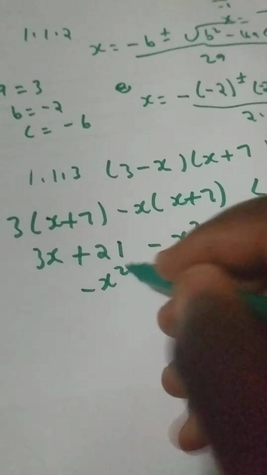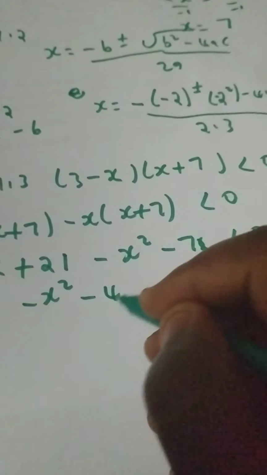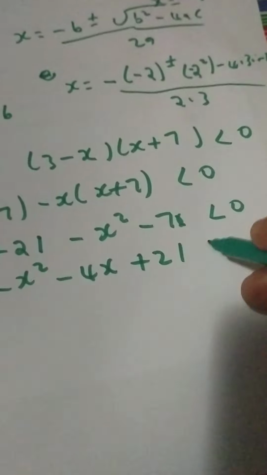Then from there onwards, group the like terms. This will be negative x squared. And in the other like terms, I've got 3x here and I've got negative 7x. So 3 minus 7, that's negative 4x. And then the remaining is the number, which is 21, less than 0.